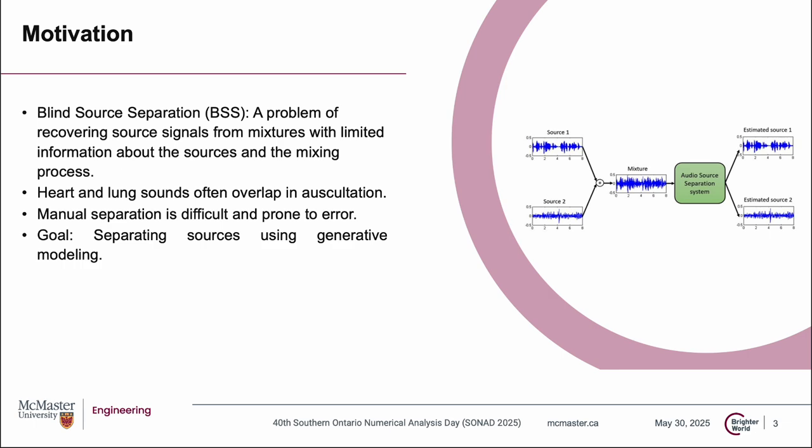So basically, blind source separation is a problem of recovering source signals from mixtures with limited or no information about the sources and the mixing procedure. So, for example, in my case, we want to separate heart and lung sound because they often overlap when we are listening to them in auscultation, and it's really difficult to separate them manually. So we are trying to find ways to use generative models like the variational autoencoder to separate the sources.